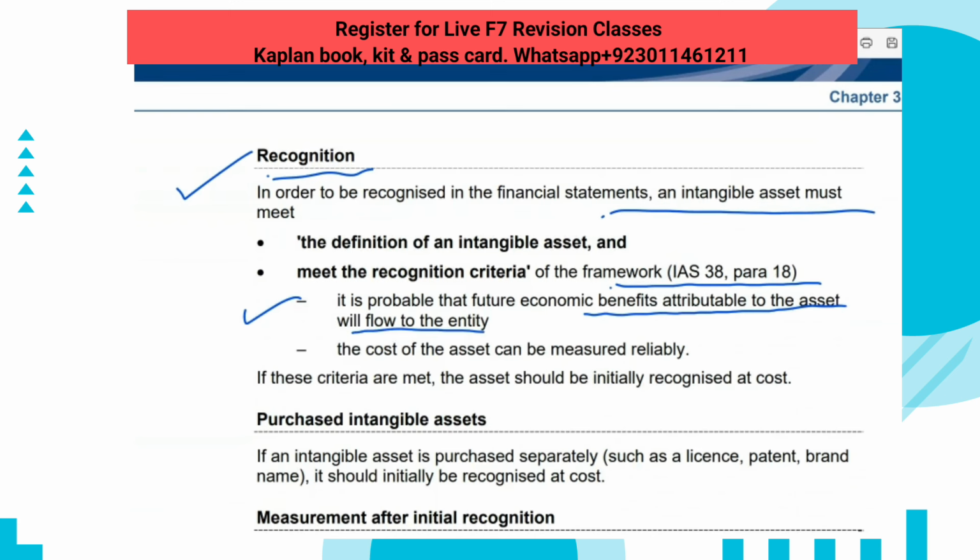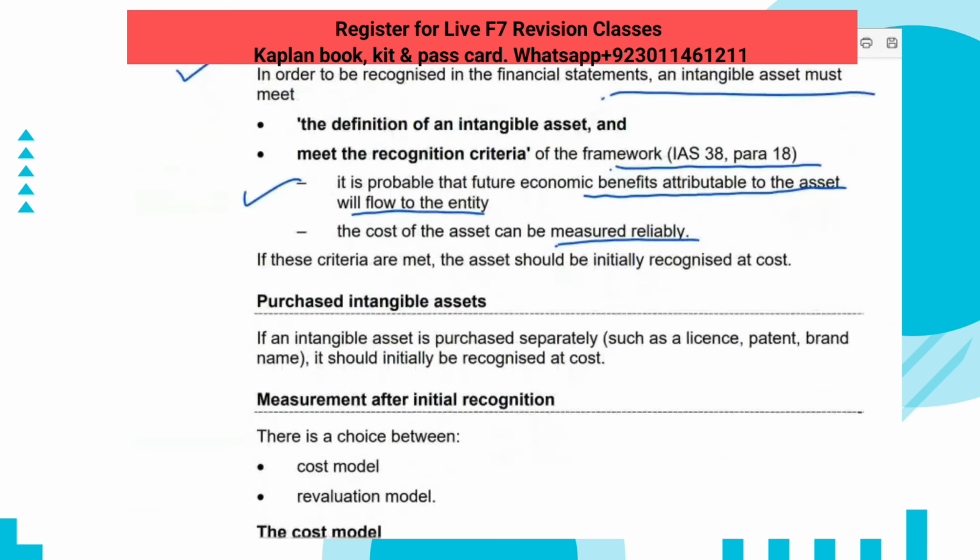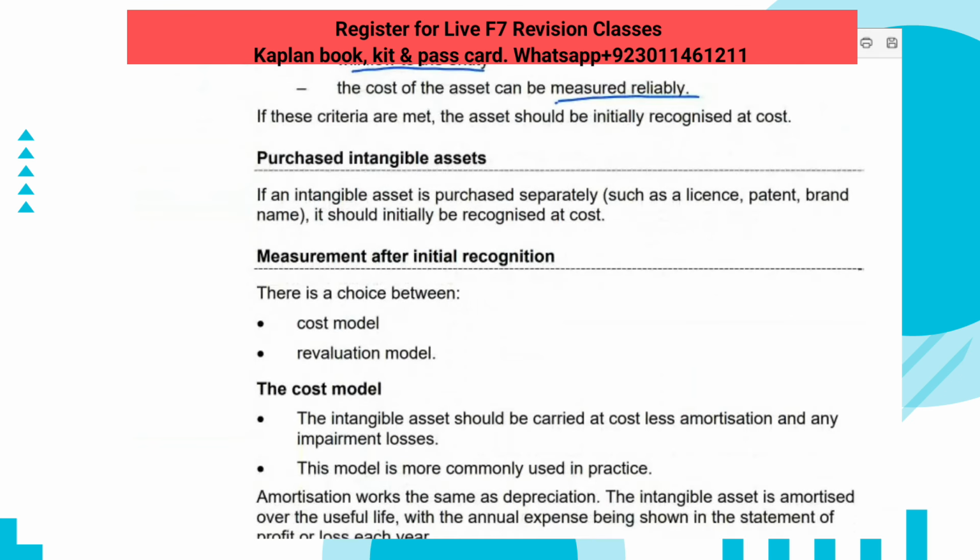Definitely. So you have to memorize a little bit. This is the key point: future economic benefit attributable to the asset will flow to the entity. The cost of the asset can be measured reliably. Absolutely, in the market there will be an existence of goodwill, and this thing will be available. It is measurable.